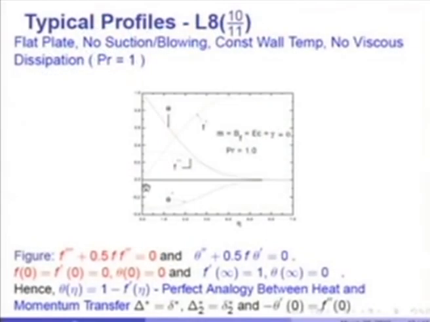So, you will see here the earlier solution for f dash, this is the velocity boundary layer equation for Prandtl equal to 1, and the boundary layer thickness for the velocity was about 5. Likewise, the temperature profile theta should be 1 minus f dash eta. So, theta is nothing but 1 minus f dash eta, and this is f double prime 0, and here is theta prime at x equal to 0. So, this shows that perfect analogy between heat and momentum transfer exists for Prandtl equal to 1.